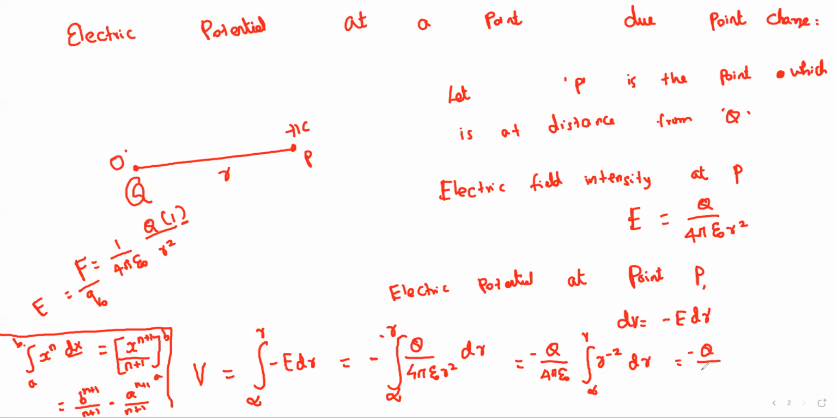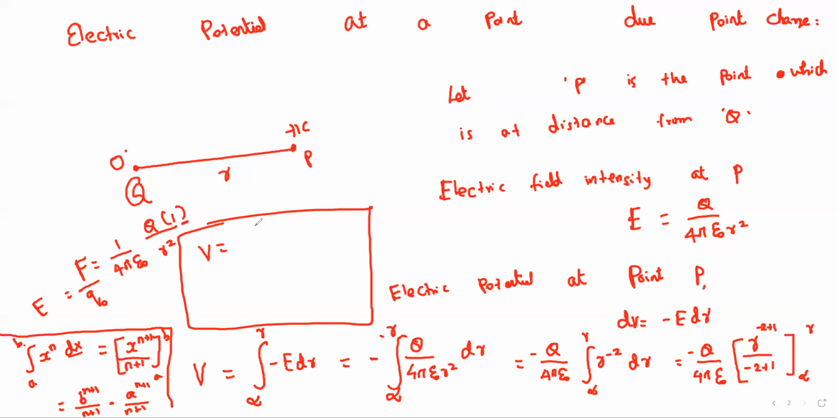Now minus Q by 4 pi epsilon 0 and R to the power of minus 2, the same formula you can apply. When you do the integration, you shouldn't put it so simply. You have to put the bracket like this, closed bracket, R to the power of minus 2 plus 1 by minus 2 plus 1. Then the lower limit and the upper limit should be written here. So I will write the balance thing here. V is equal to minus Q by 4 pi epsilon 0. And this will be R to the power of minus 1 by minus 1. The limit should be infinity to R.